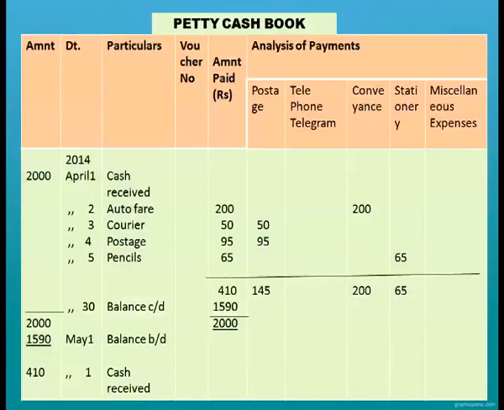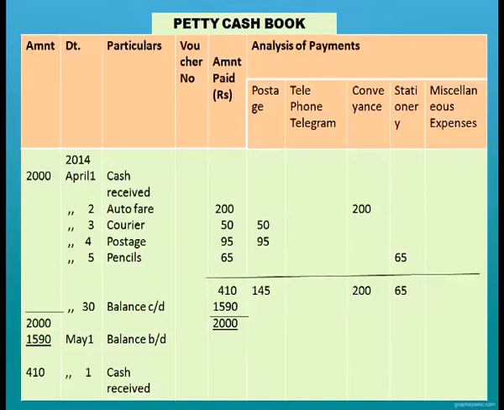So, in the petty cash book, how will it come? In the petty cash book, cash received on April 1st, 2014, 2000, on the debit side you are writing. In the cash book also, you will write on the debit side, cash received. And in the particulars column here, you will write both receipt accounts and payment accounts. So, for auto fare, you have made payment. Courier, you have made payment for rupees 50. Postage for rupees 95 and pencils as stationery, you have made payment of 65 rupees.